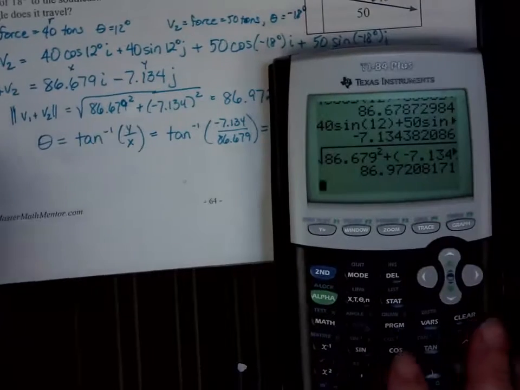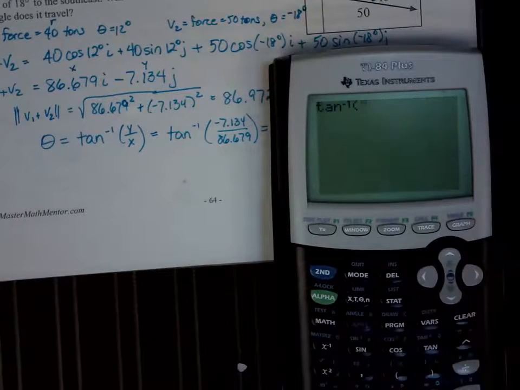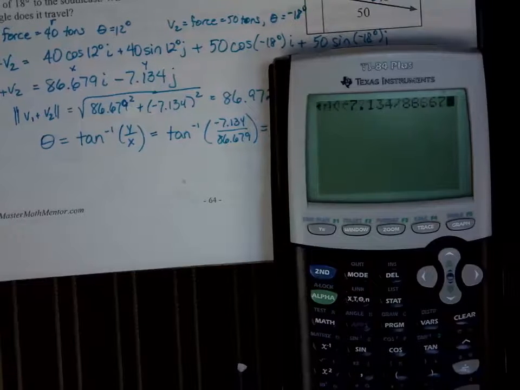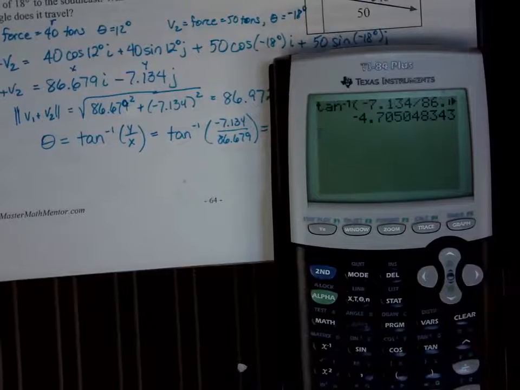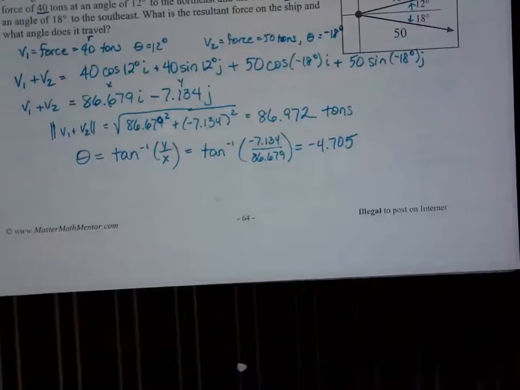There we go. So we're going to do second tangent, negative 7.134 divided by 86.679. We get negative 4.705. Now, because it's a theta, what should its label be? Degrees.